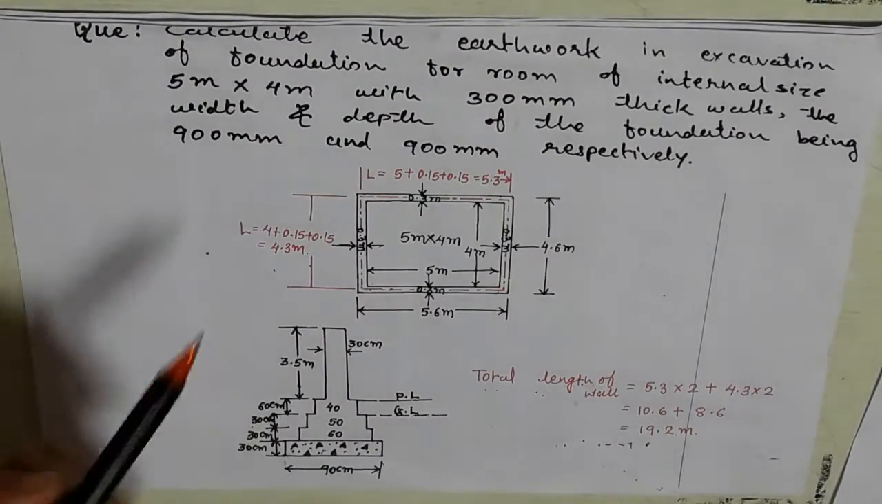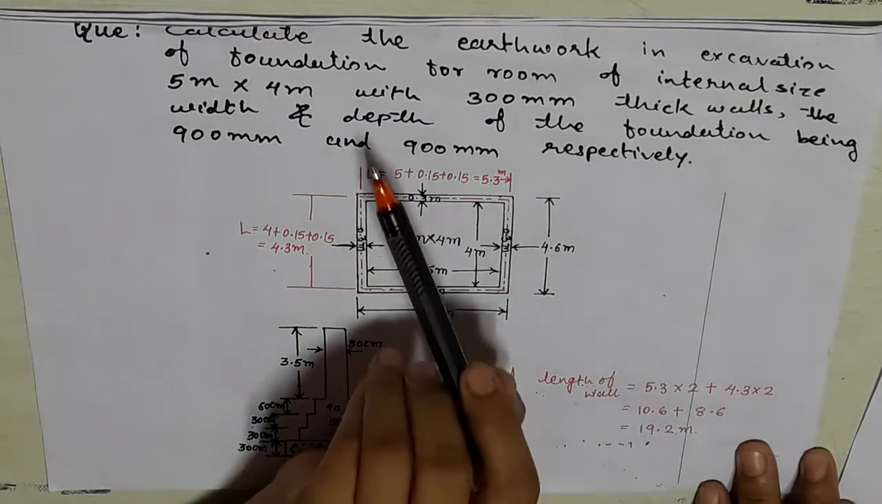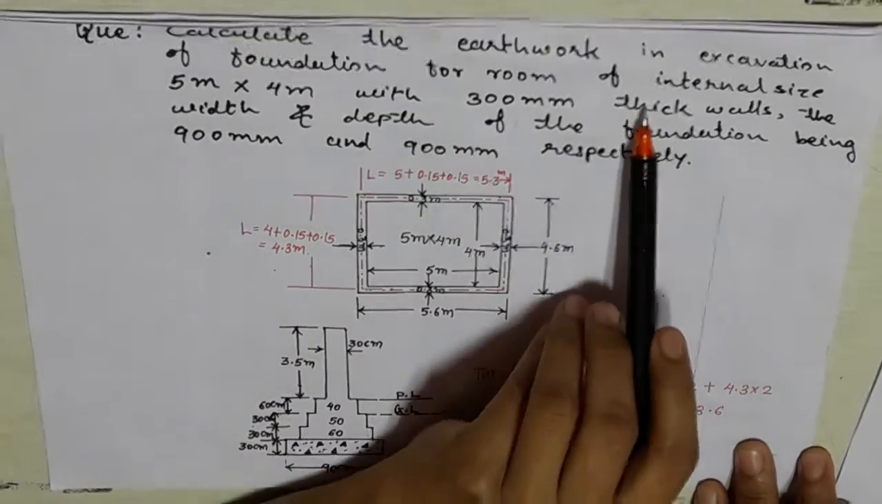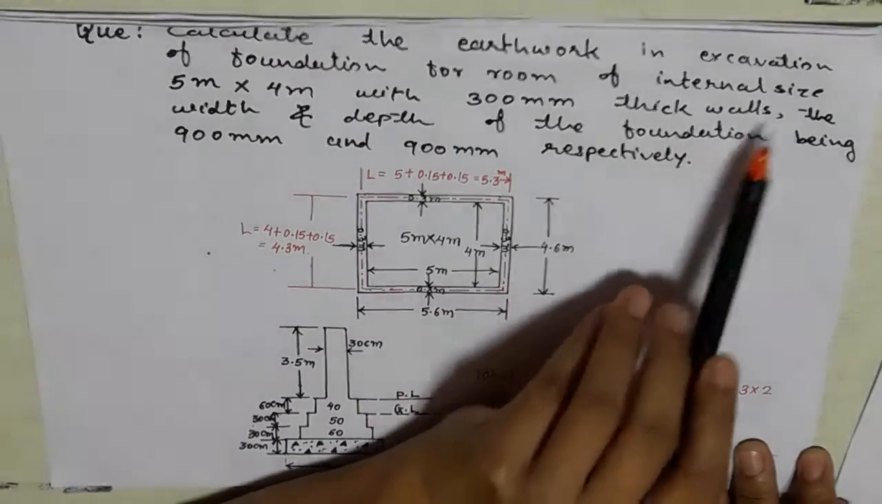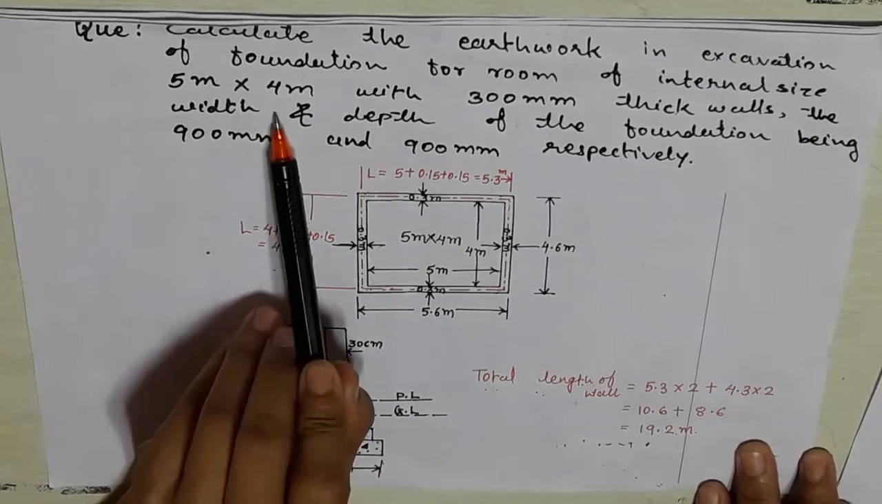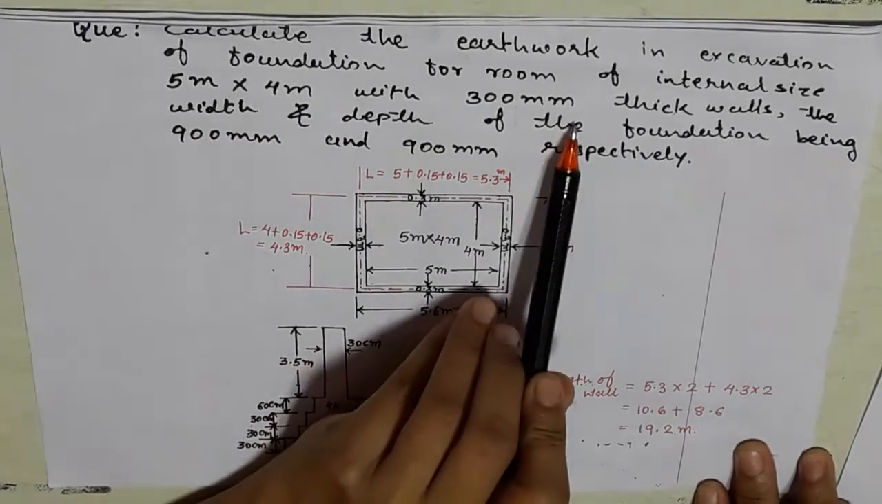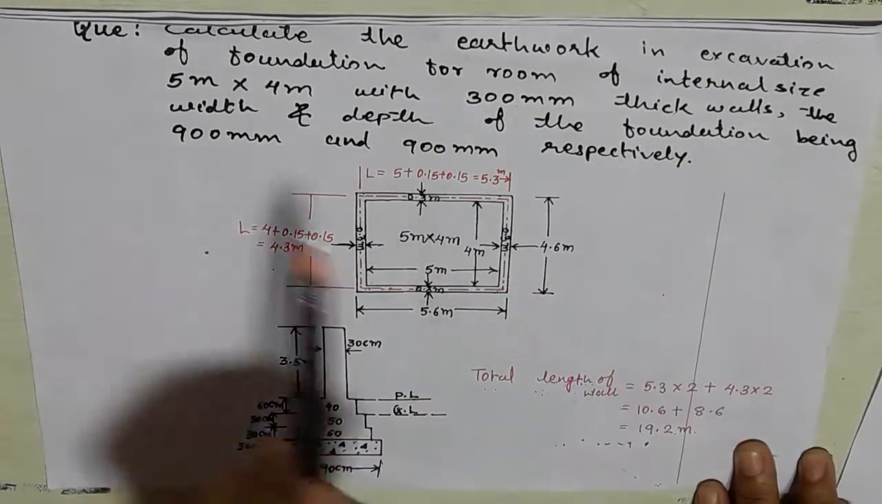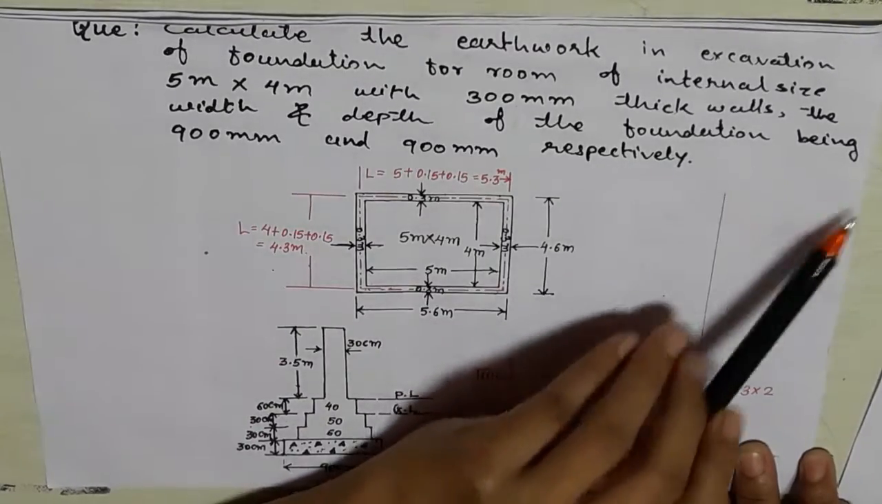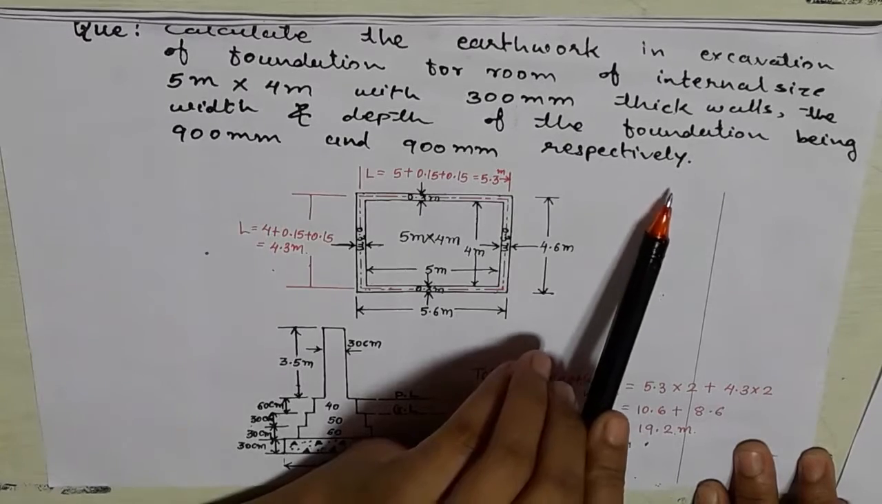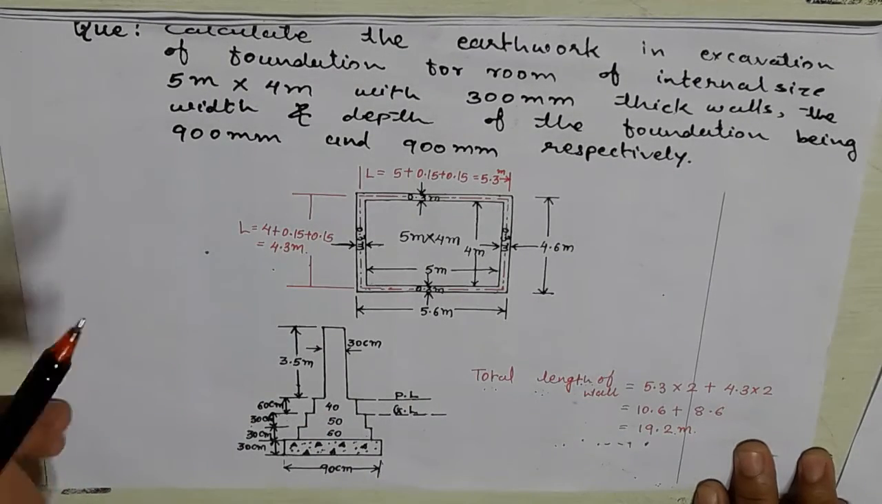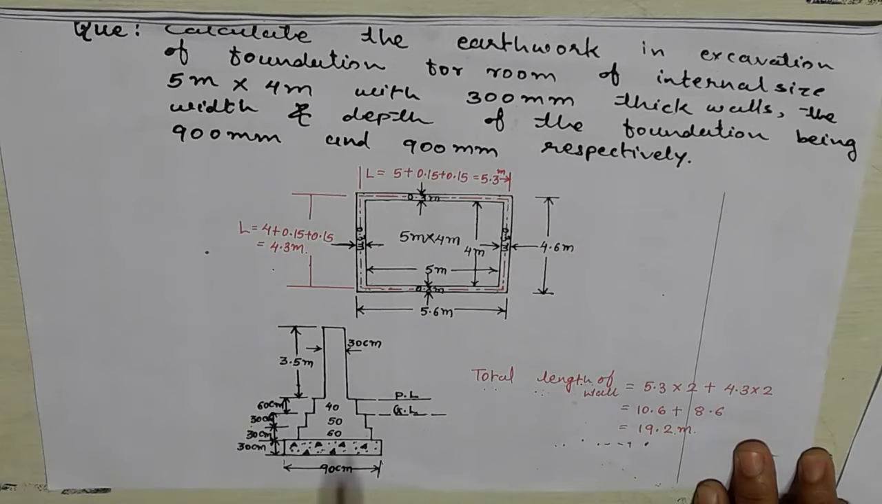Now here the data that is given is: calculate the earthwork in the excavation of the foundation for a room of internal size 5 meter by 4 meter with 300 mm thick wall, the width and the depth of the foundation being 900 mm and 900 mm respectively. Here I will take the same example which we had discussed for the long wall short wall method.